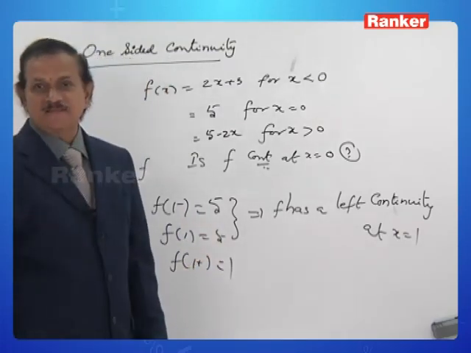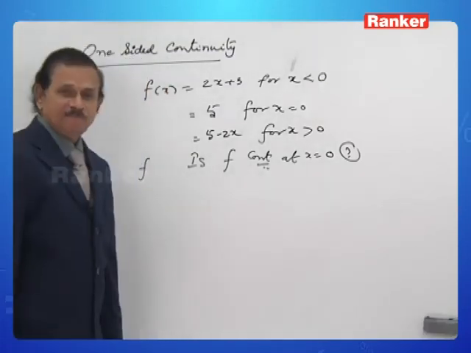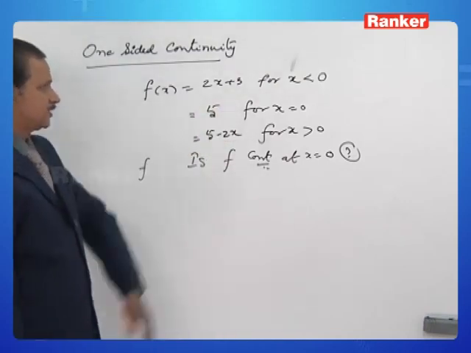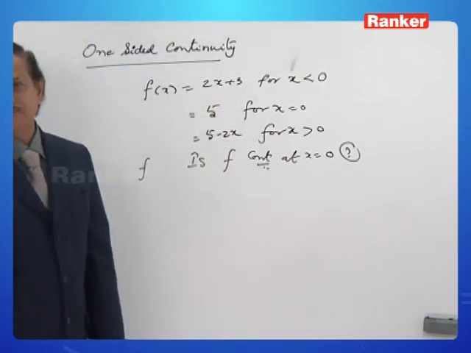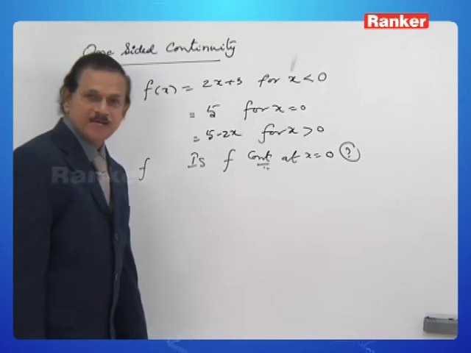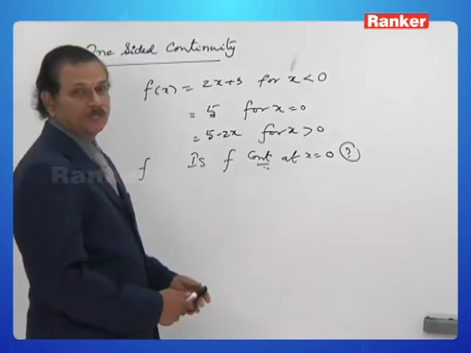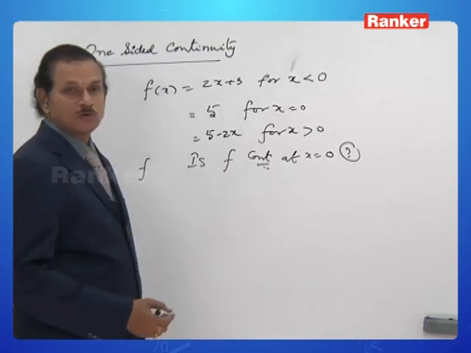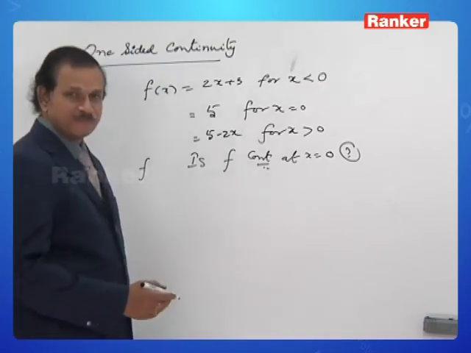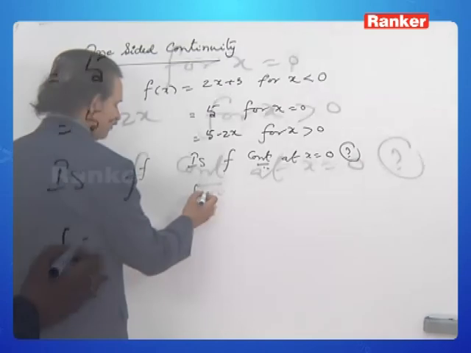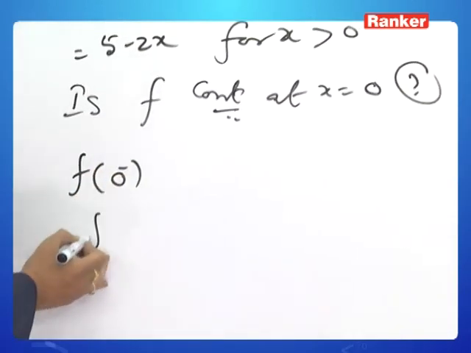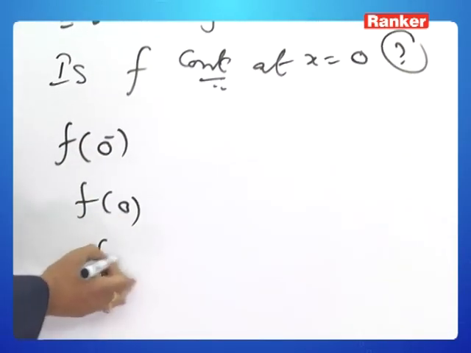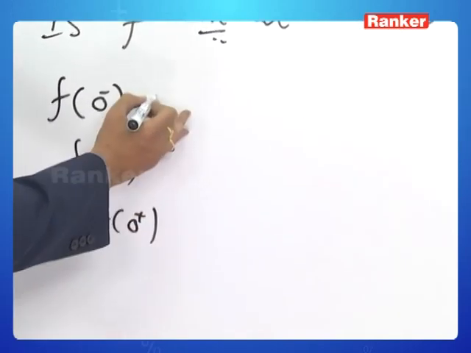I have changed the question. You observe: f of x is equal to 2x plus 3 for x less than 0, equal to 5 for x equal to 0, and 5 minus 2x for x greater than 0. He is asking about the continuity of the function at x equal to 0. So what are the things that must be found here? f of 0 from left, f of 0, f of 0 from right.